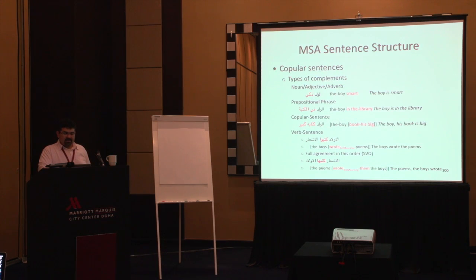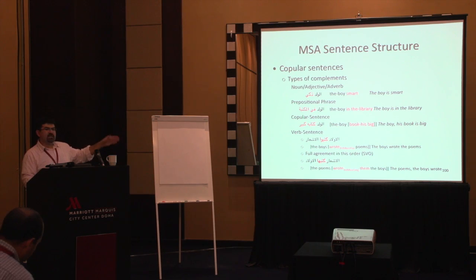Let's see. Now the copular sentences and the verbal sentences join forces, and they end up creating complex sentences that come from different kinds of complements. So you may have something as simple as "the boy is smart", "the boy in the library", this is a copular sentence. But you can also have "the boy, his book is big". And that's a copular modified by a copular.